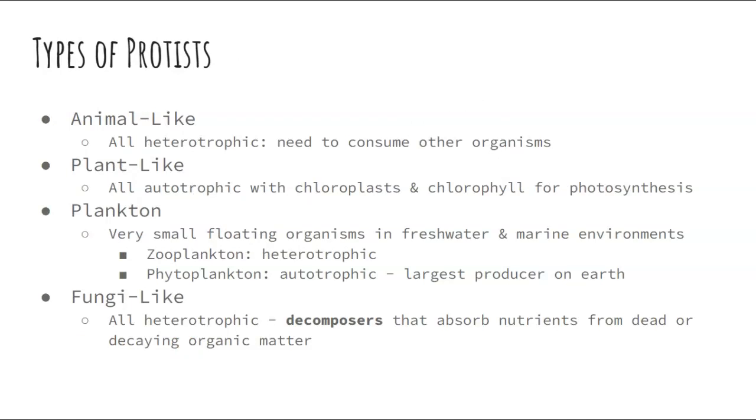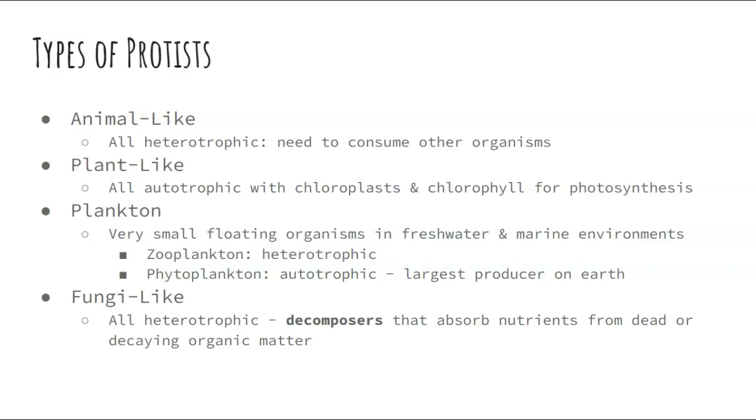And then finally, just some types of protists. I said there were animal, plant, and fungus-like protists. Animal-like protists are all heterotrophic, which makes sense because animals are heterotrophic. They need to consume other organisms to get energy. Whereas plant-like protists are all autotrophic, and they have chloroplasts and chlorophyll because they go through photosynthesis to get energy, which makes sense because plants do that.